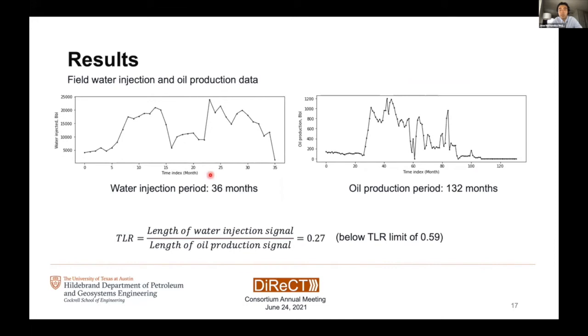Finally, we also test this algorithm using production field data. Here we select two wells that were close to each other and in an isolated region of a reservoir. We have a water injection period of 36 months and an oil production period of 132 months. When we evaluate the time to learn ratio, it is about 0.27, which is below our threshold, by which the method becomes stable.